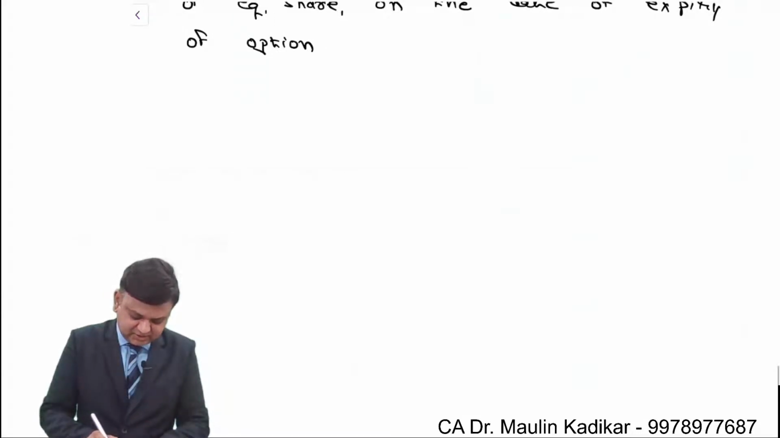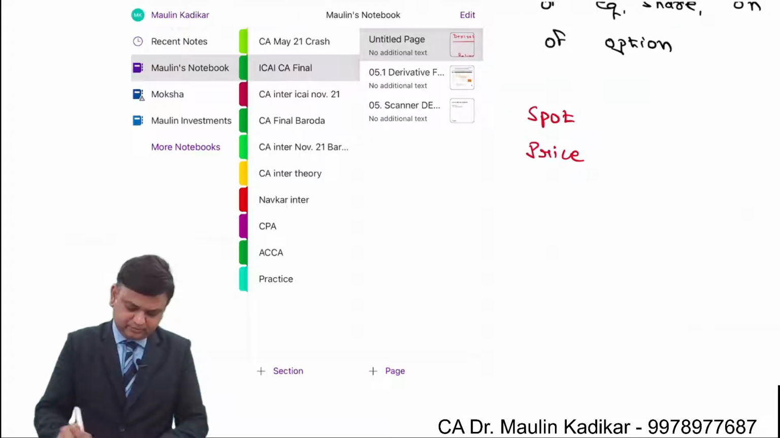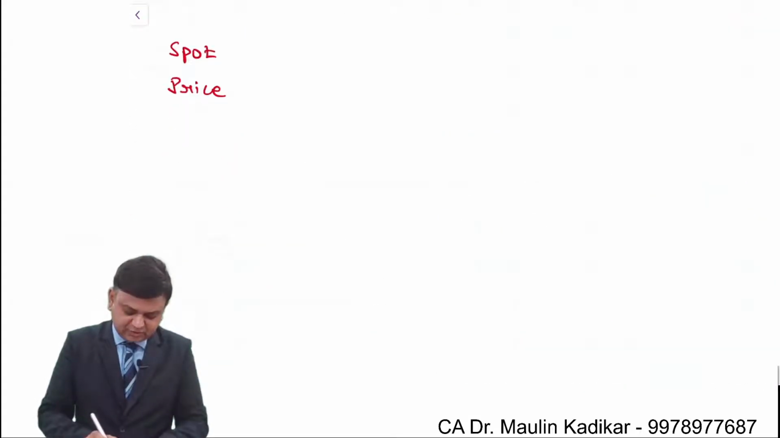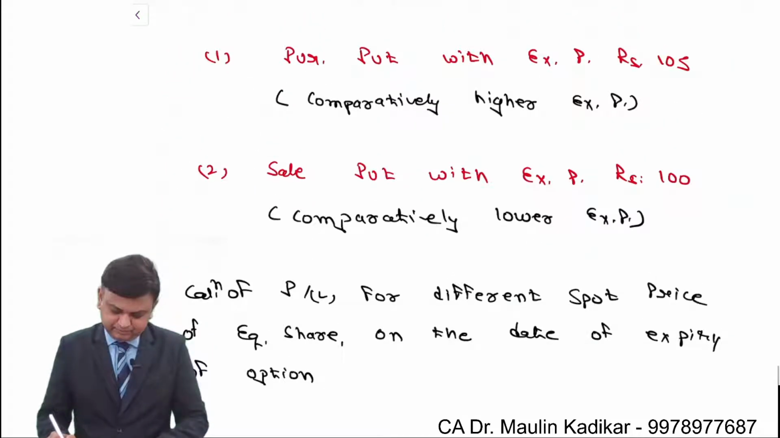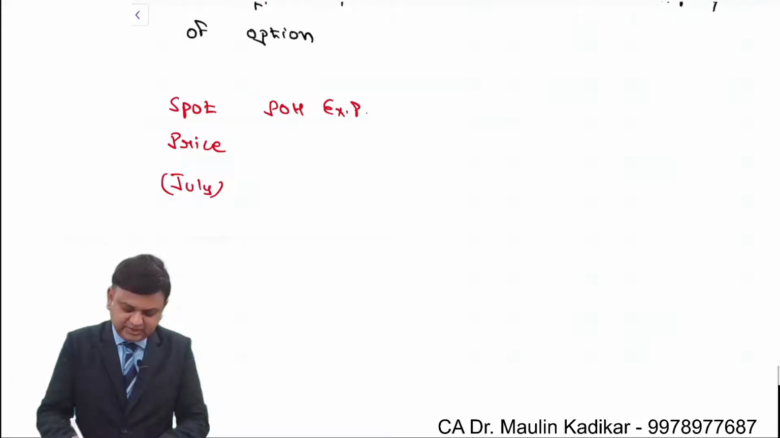Column number 1 is the spot price of the equity share on the last Thursday of the July month. We are the put option holder with exercise price rupees 105. So: exercise? Sale price, purchase price, payoff.